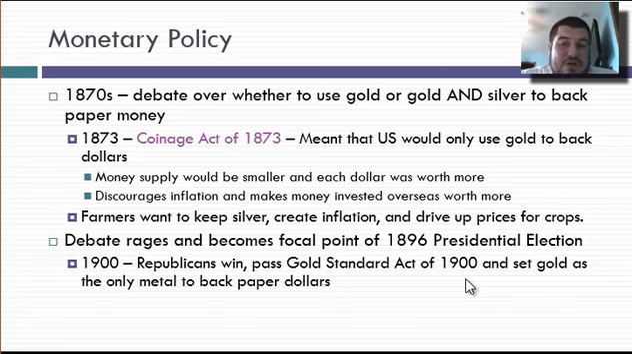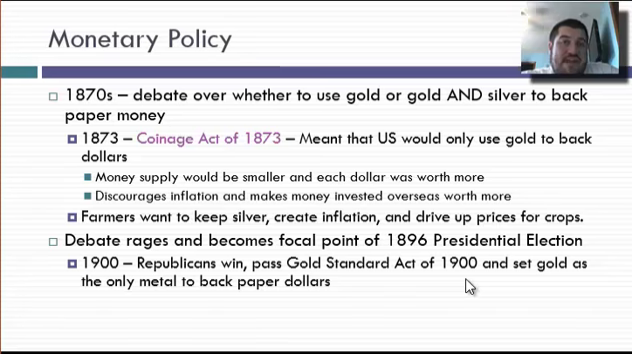However, we forget about the farmers who want to create inflation and drive up prices for the crops that they're selling. And so they want a bimetallic standard. This debate will rage, and we'll talk about it more in lesson 4. But it becomes the focal point of the 1896 election. The Republicans win in 1896. They also win in 1900, and they pass the Gold Standard Act, which sets gold as the only metal to back paper dollars. But we'll talk more about the debates in class and in lesson 4.